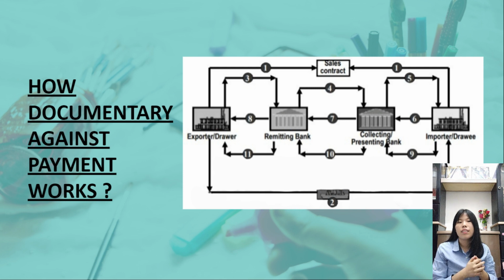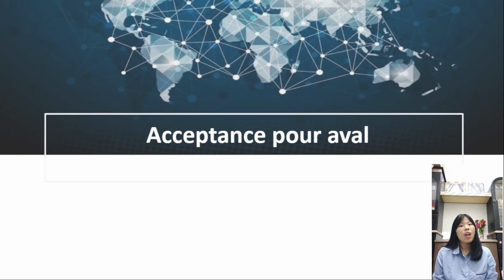And then in step 9, on the maturity date, the importer will pay the amount due to the bank. In step 10, the collecting bank will remit the proceeds minus the charge to the remitting bank. In the last step, the remitting bank will credit the money to the exporter's account after deducting the bank charge.